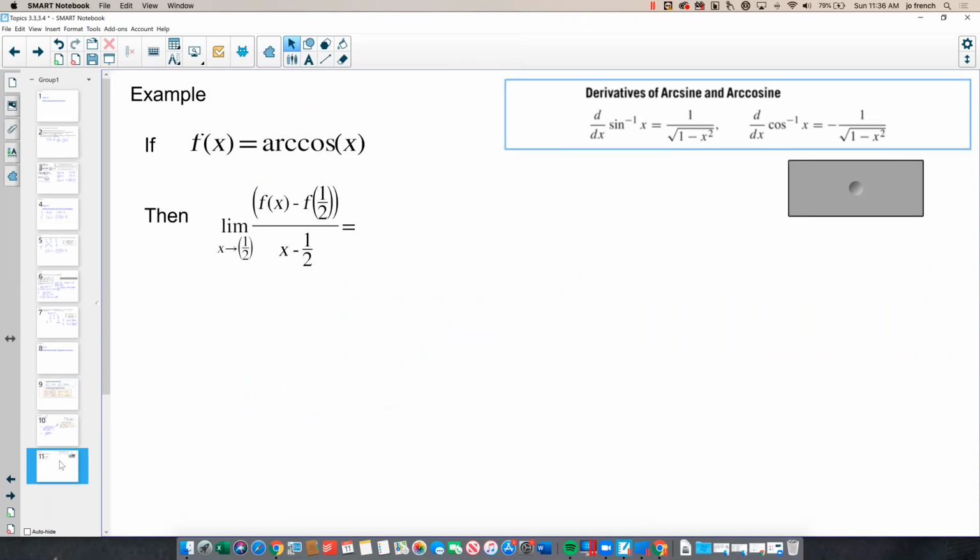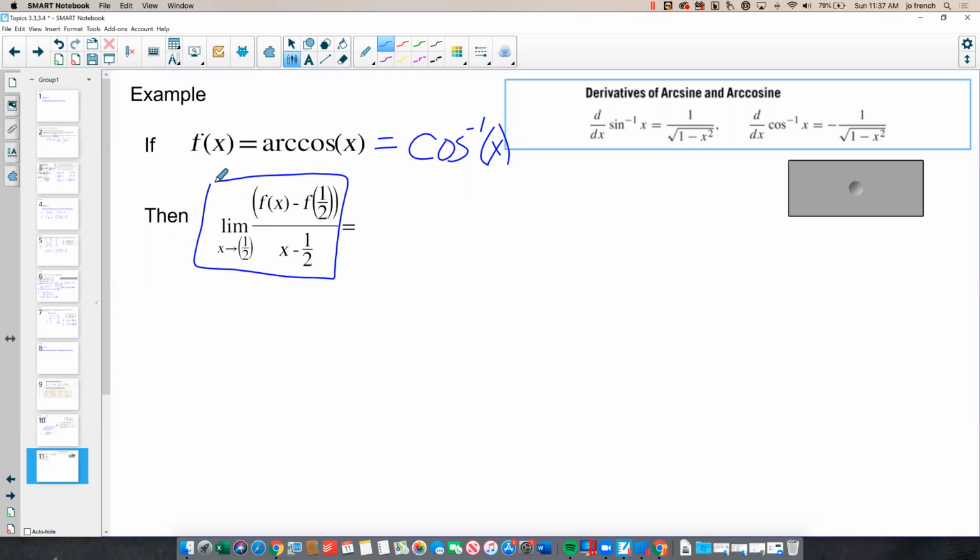Okay, now I'm saying that my function f of x is going to be the arc cosine of x, but the arc cosine is really just another way of saying the inverse cosine. And then I'm asking for what this limit is as x approaches 1/2. I really hope by now that you recognize that this expression isn't really asking for a limit, it's actually asking for the derivative of f as x is equal to 1/2. So these two expressions are actually the same.